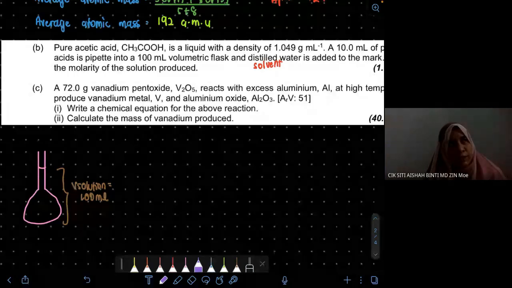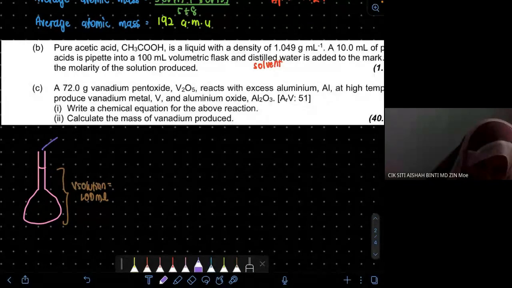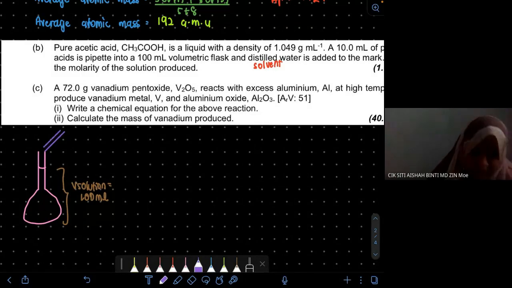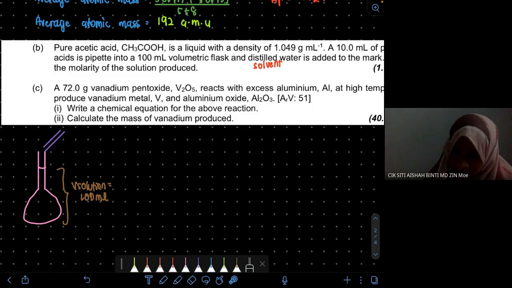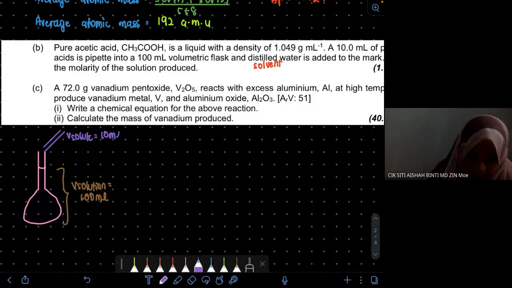Miss tak lukis macam ni lah. Miss tak pandai lukis sangat. So kita lukis lah macam, assume lah ni pipette. Okay, assume kita ada pure acetic acid dia bagi 10 ml. Dia bagi kat situ kan. So this is actually volume solute kita. It's actually 10 ml. Lepas tu dia ada bagi soalan density solute.